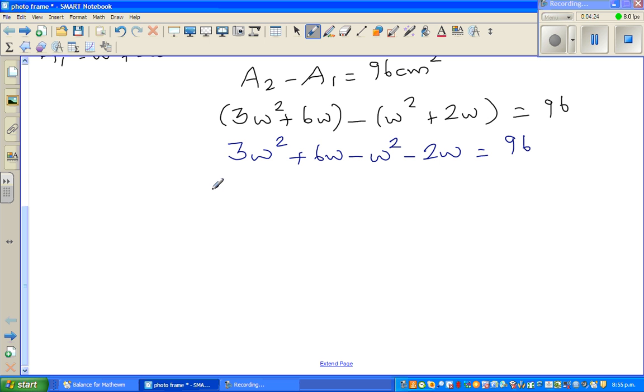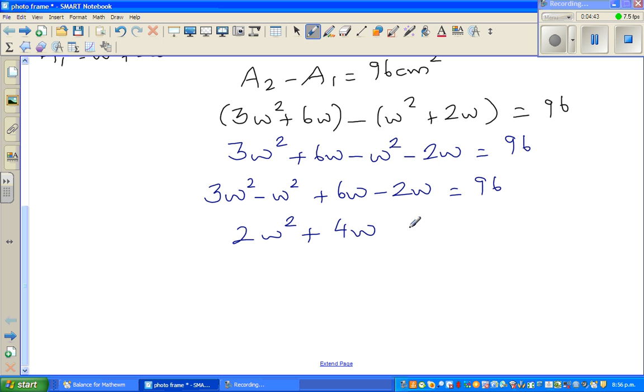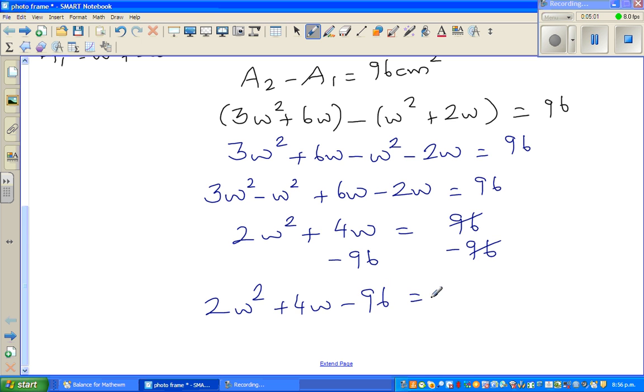Let me collect the like terms. I'm doing more steps so that you understand. 3W squared minus W squared plus 6W minus 2W is equal to 96. So now this is 2W squared plus 4W is equal to 96. If you take away 96 from this side, you have to take away 96 from this side. So this and this get cancelled, and you have got 2W squared plus 4W minus 96 is equal to 0.